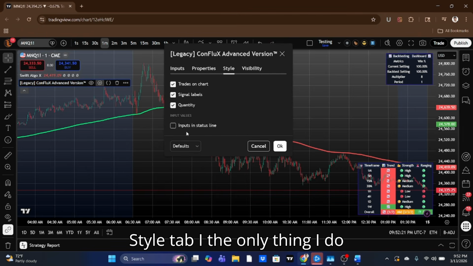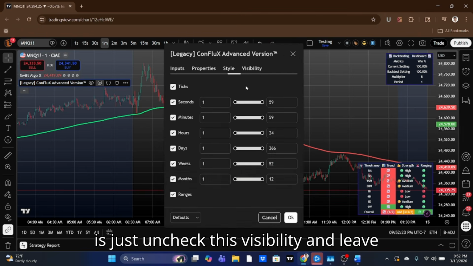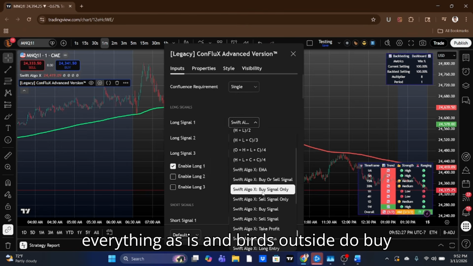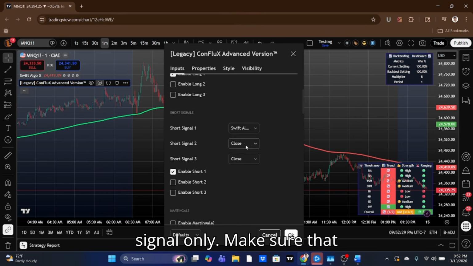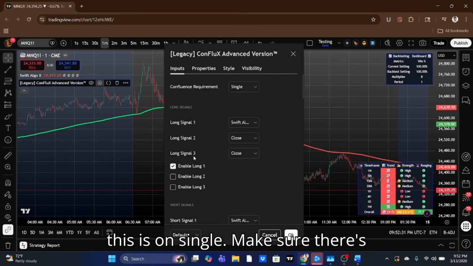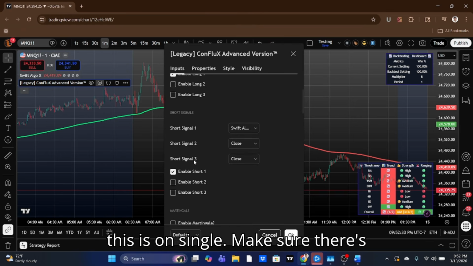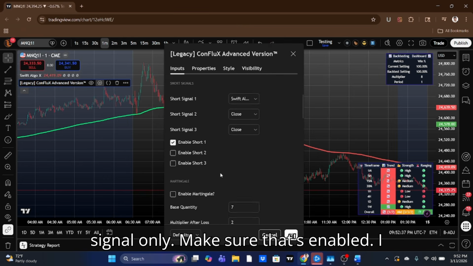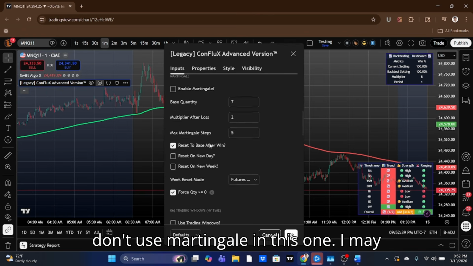Style tab, the only thing I do is just uncheck this. Visibility, I leave everything as is. Inputs, obviously I do buy signal only. Make sure this is on single. Make sure this is enabled. Short signal 1, I just do sell signal only. Make sure that's enabled. I don't use martingale in this one.